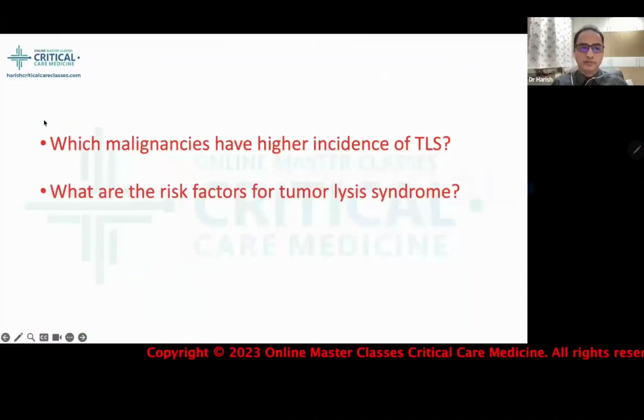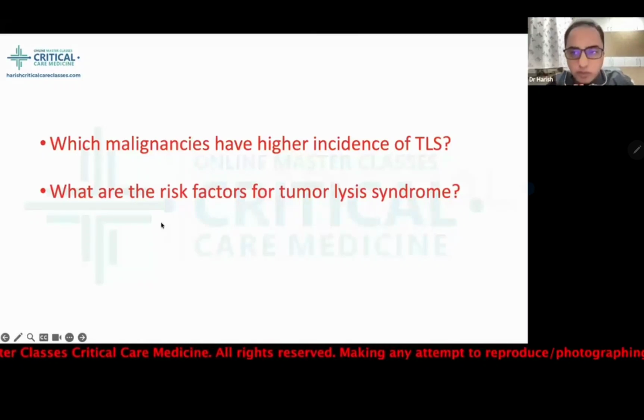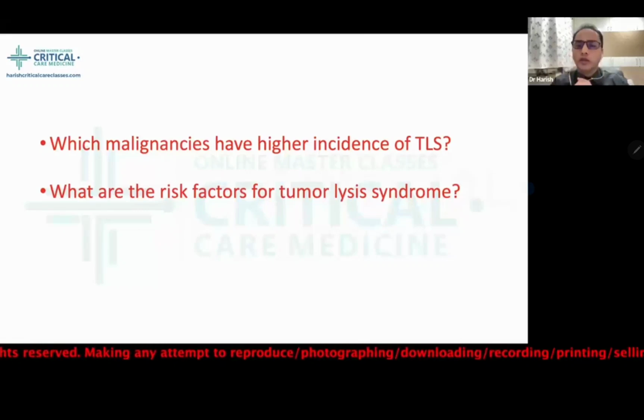Okay, very, very important. Next question: which malignancies have higher incidence of TLS? What are the risk factors for tumor lysis syndrome? Do you think a solid organ malignancy will have tumor lysis syndrome? A very, very rare possibility. It is always with a hematolymphoid malignancy.